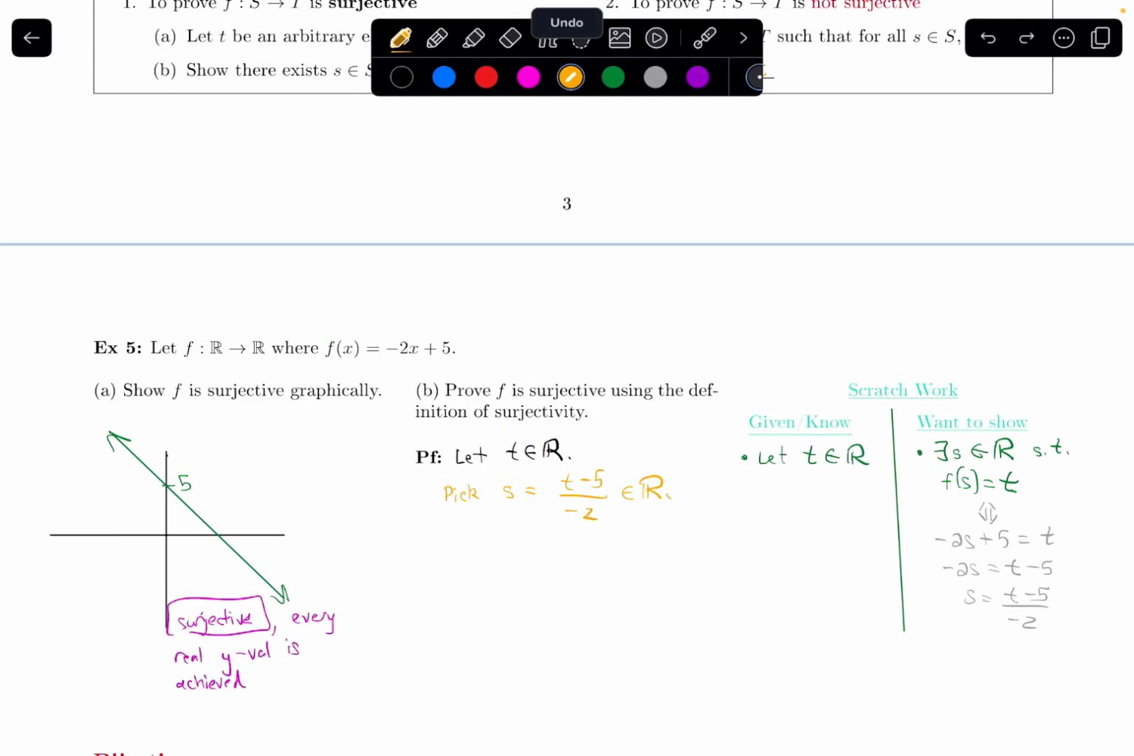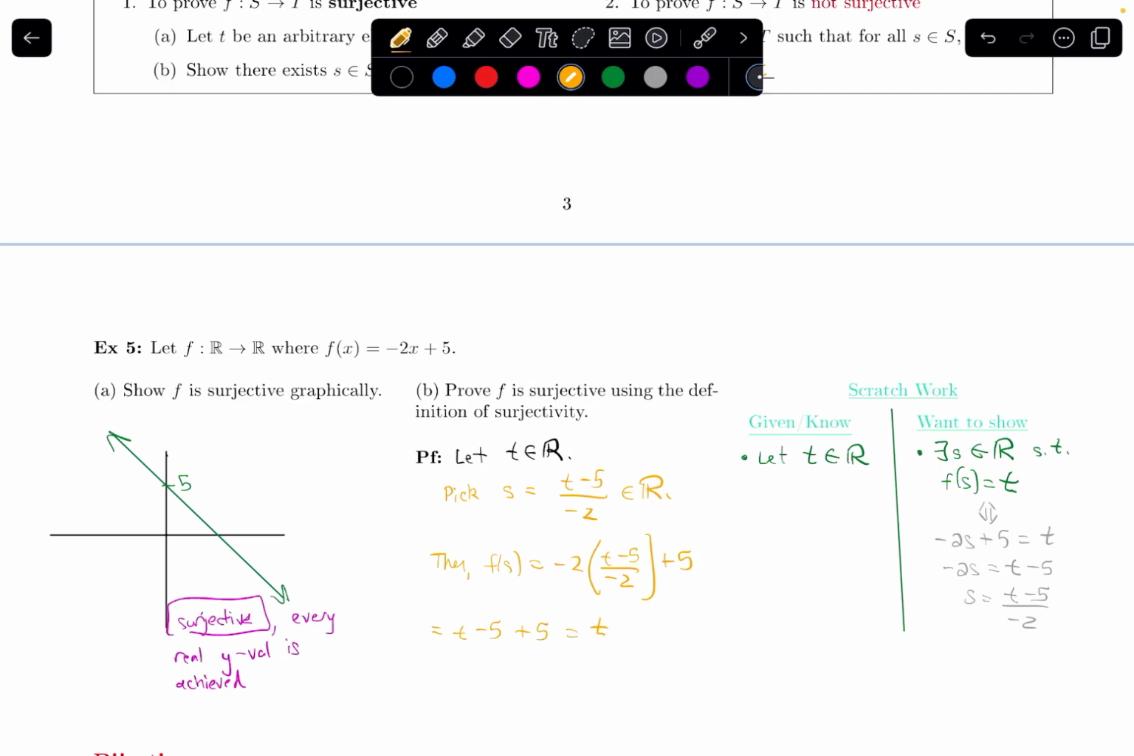So let's do some manipulations. Let's do f of s. Let's use some words here. Then if I compute f of s, what we get is negative 2 times (t minus 5 over negative 2), and then plus that other 5 out there. Let's simplify this. So the negative 2's cancel, and I get t minus 5 plus 5. The 5's cancel, and I get t.